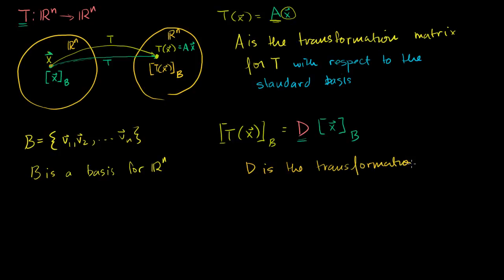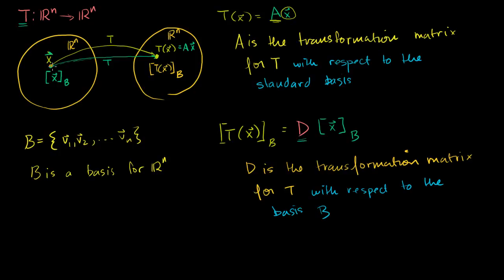transformation matrix for T with respect to the basis B. A assumes that you have x in standard coordinates, but now D assumes that you have x in coordinates with respect to this basis. No reason why we shouldn't be able to do this.